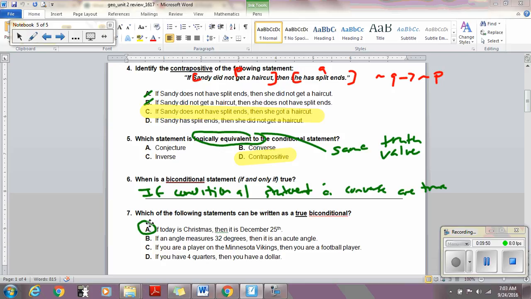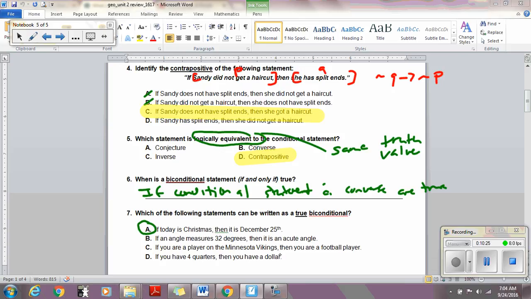Read B. If an angle measures 32 degrees, then it is an acute angle. Well, we learned earlier this year that acute means less than 90. So yes, that is true. However, if you read it backwards, it sounds like this. If it is an acute angle, then it measures 32 degrees. So that's not necessarily true. You could have acute angles be 10, 15, any number that is less than 90 degrees, but larger than 0.